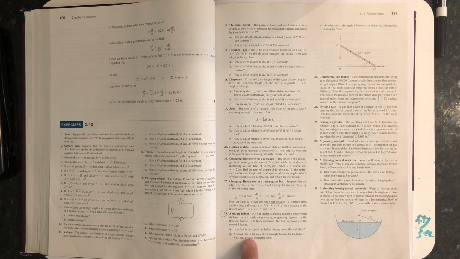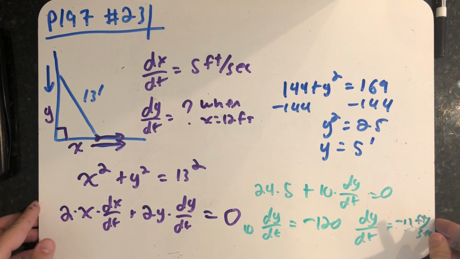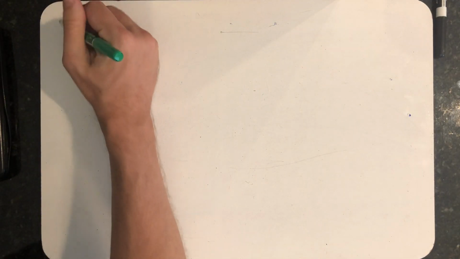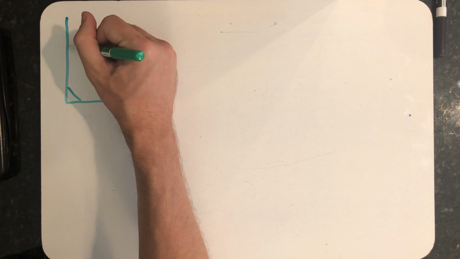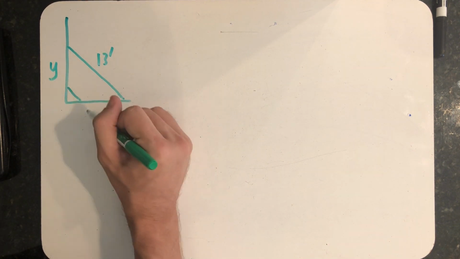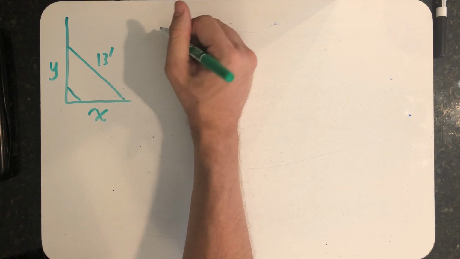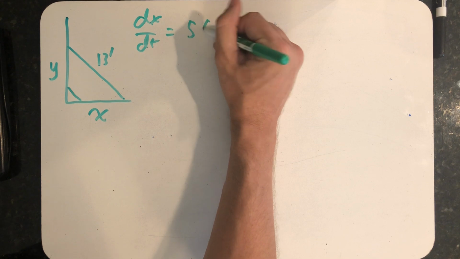Part B. At what rate is the area of the triangle formed by the ladder, wall and ground changing then, at that same moment in time, where the base of the ladder is 12 feet away? All right, well, just to make things a little simpler for us, I'm going to redraw the diagram. This time, I still know that dx dt is 5 feet per second.